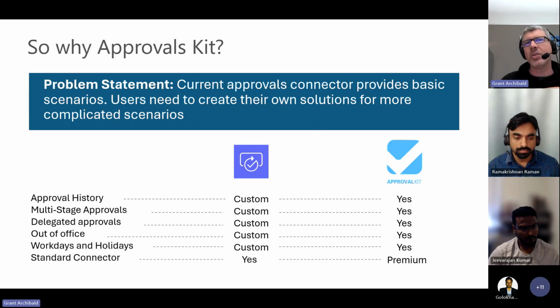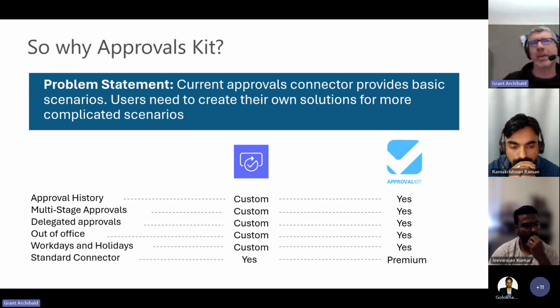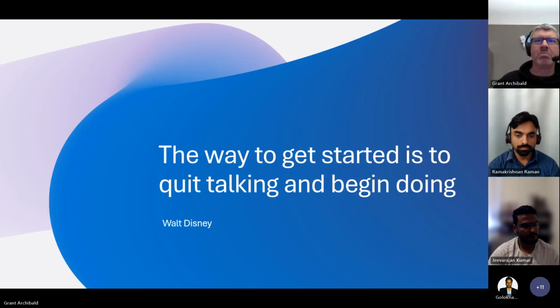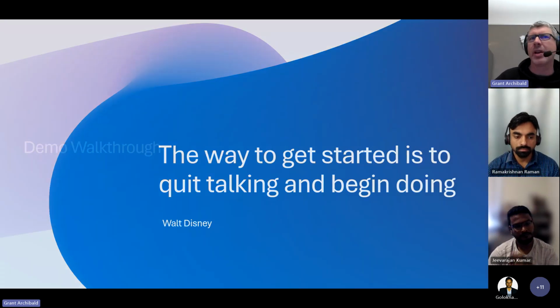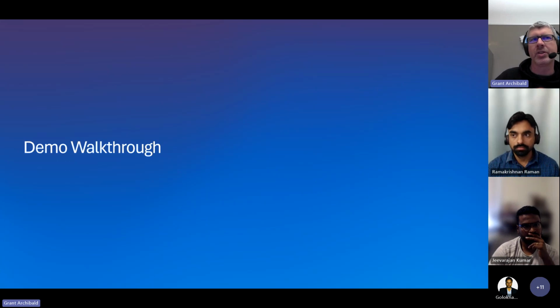And you can do all of those using the out of the box connector, but you're going to assemble a combination of components to make it happen. But with the approvals kit, we've packaged all that together into one solution you can install and set up. So what I want to do now is leave this first part of the presentation, which is just setting some context, and switch gears and show this working, and show by example. So I'd like to hand over to Ramakrishnan to go through this.